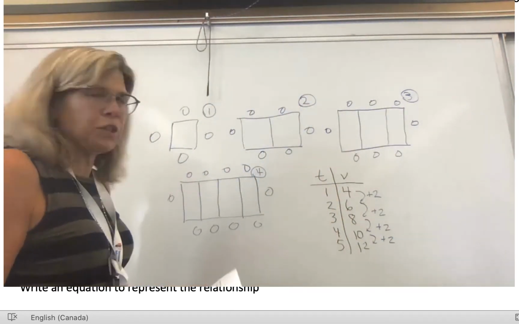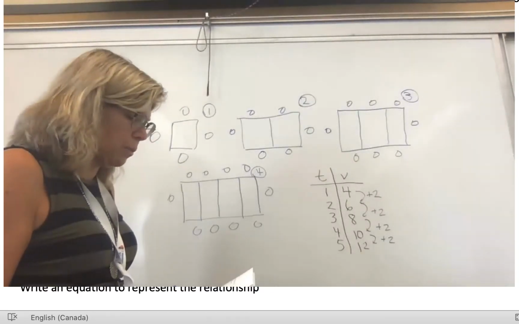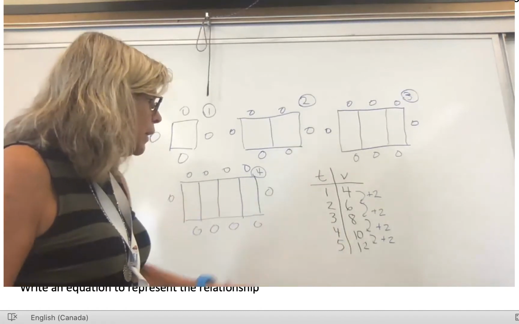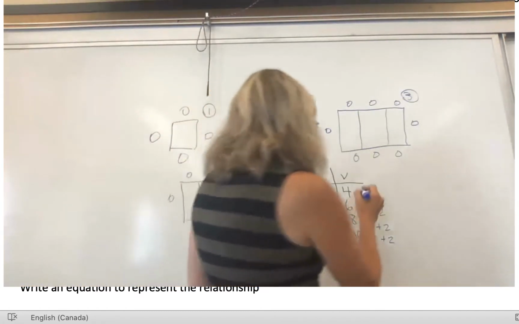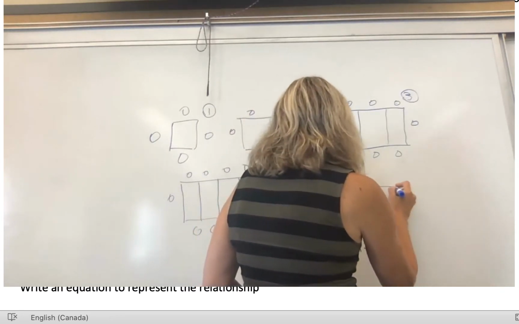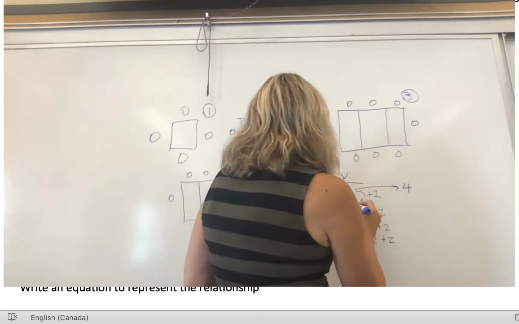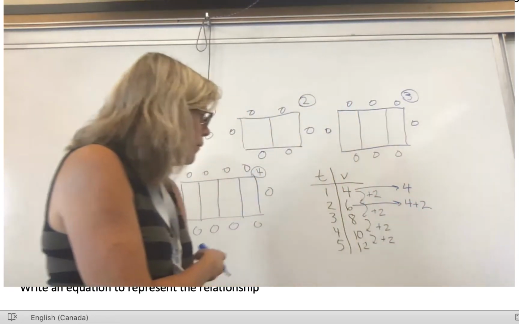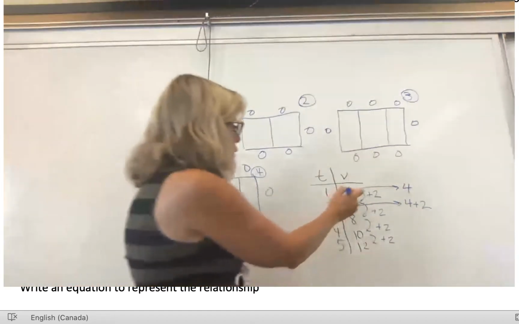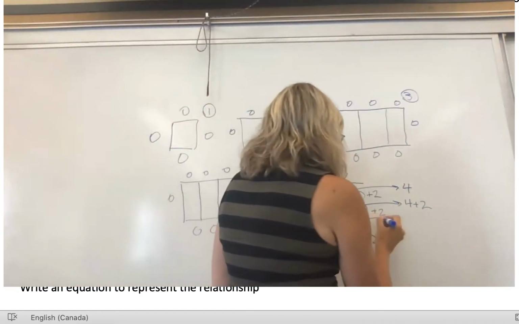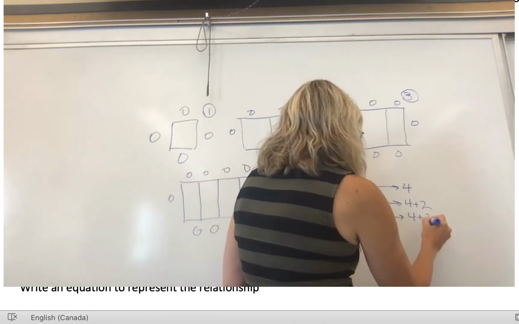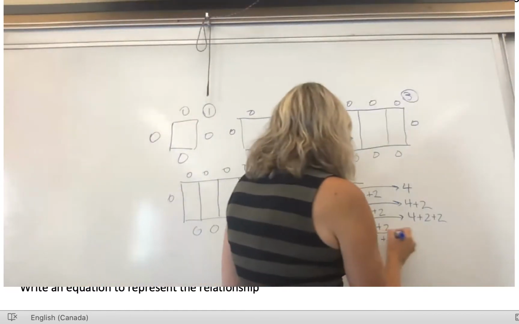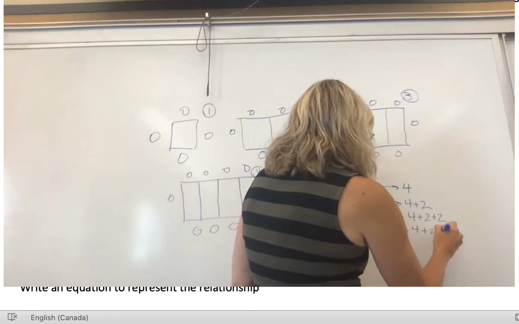So the next part of the question asks us to write an equation to represent the relationship. Well, it's nice to have the table of values to write the equation. So you could say, all right, I'm going to start with 4. And then for 6, I'm going to add 4 plus 2. Right? Because we added 2 from the 4. And the 8, well, that's 4 plus 2 plus 2. Right? And the 10 is 4 plus 2 plus 2 plus 2.